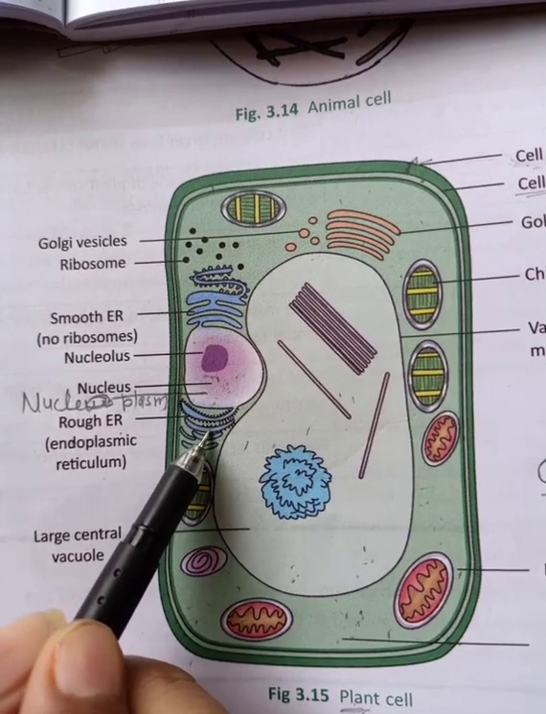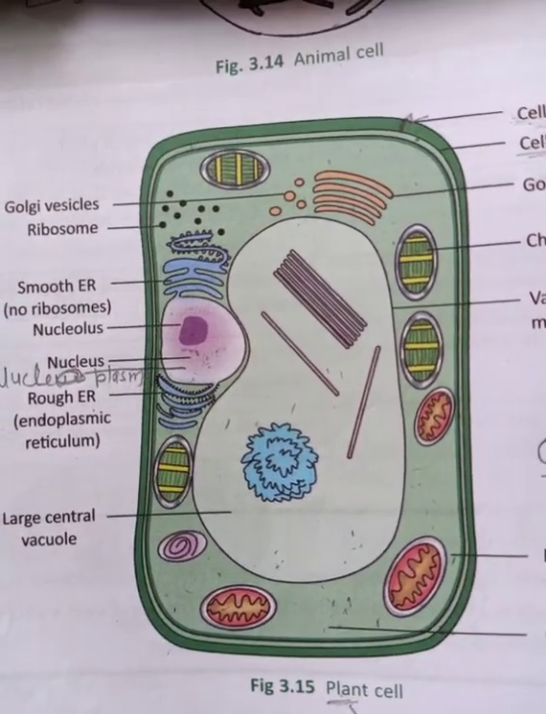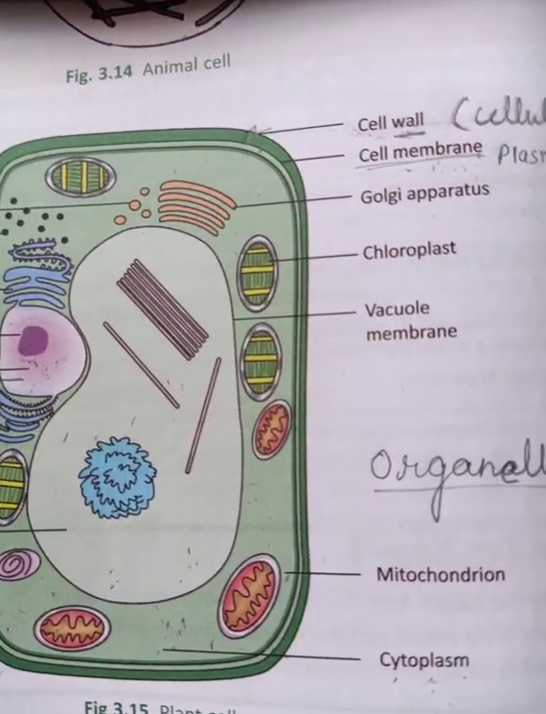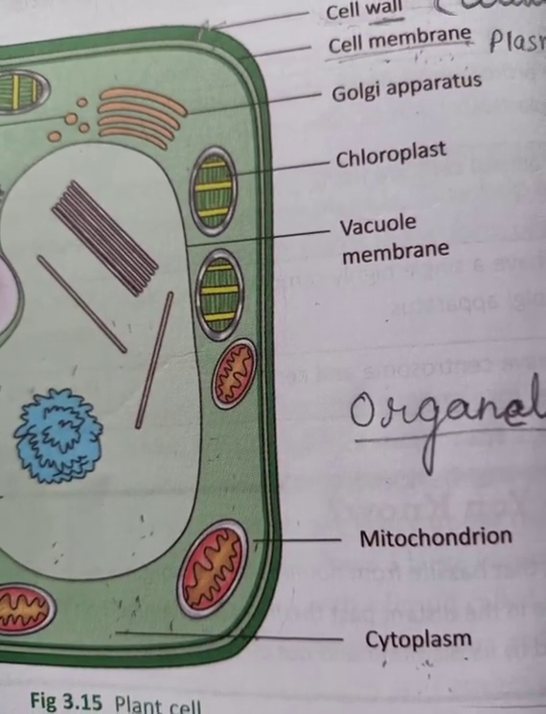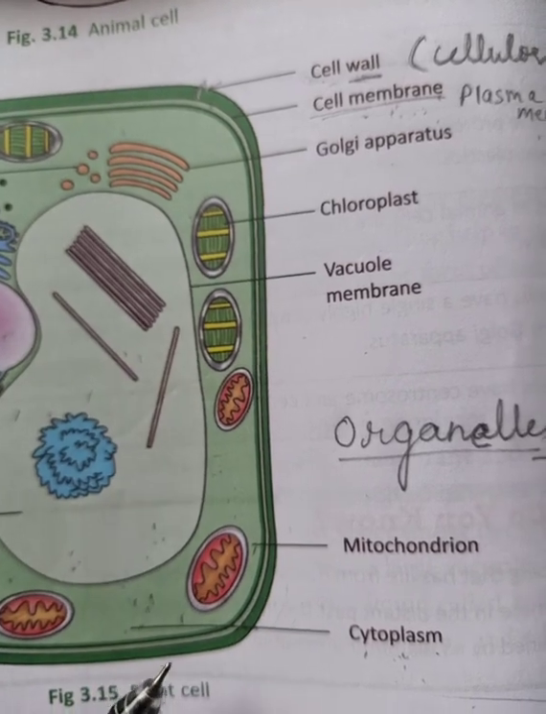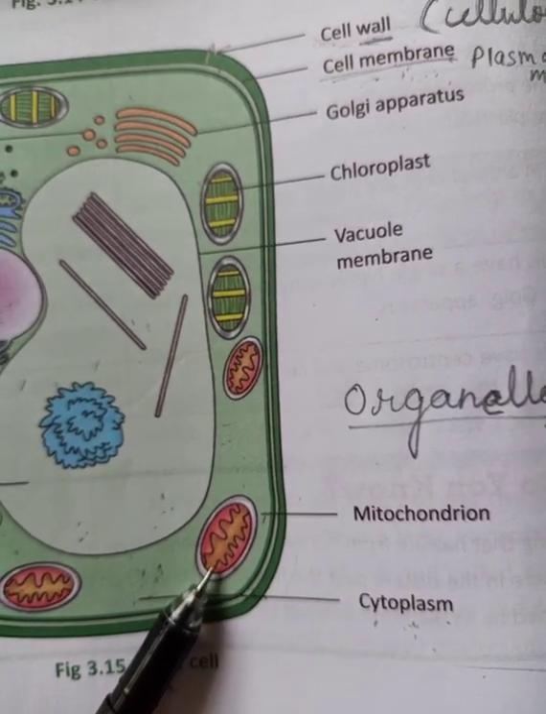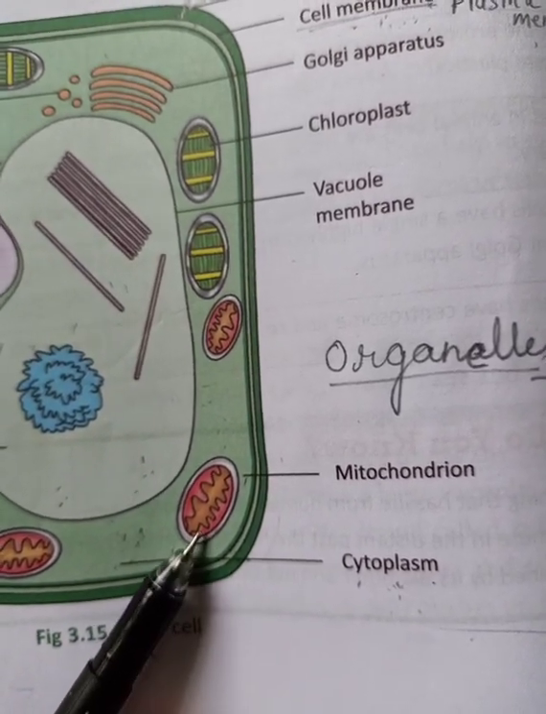Now after that, the third organelle that we are going to discuss is the mitochondria. Mitochondria is also a very important part of the cell. Now you can see in that picture, this is the mitochondria. I will show you the picture of the mitochondria, and I will draw that.